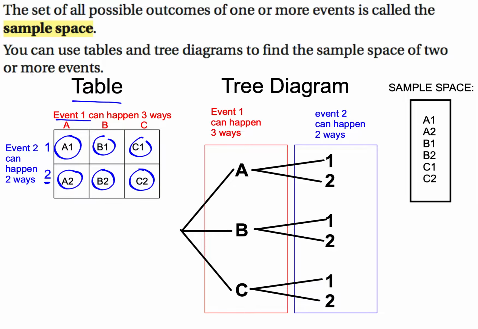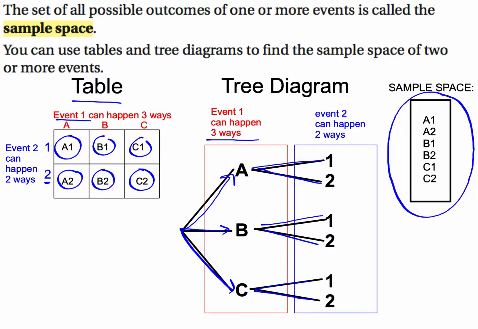We can see the same thing with a tree diagram. Event 1 happens the 3 ways. The tree diagram looks like what's sometimes called a decision tree, where each time you make a decision, you go down a different branch of the tree. And the total number of where the branches come all the way out the end, kind of the end decisions, that gives you all possible options.